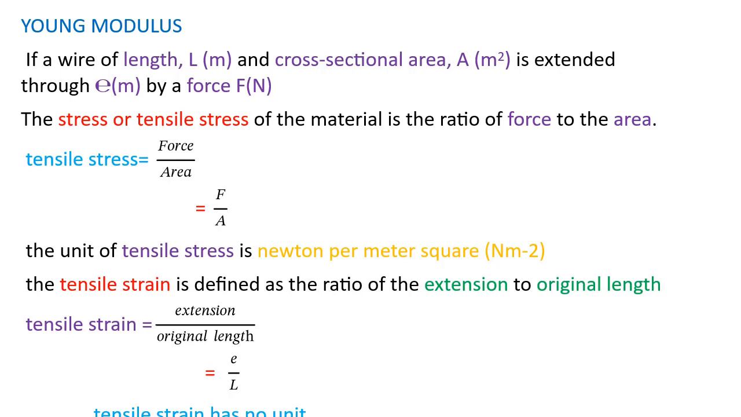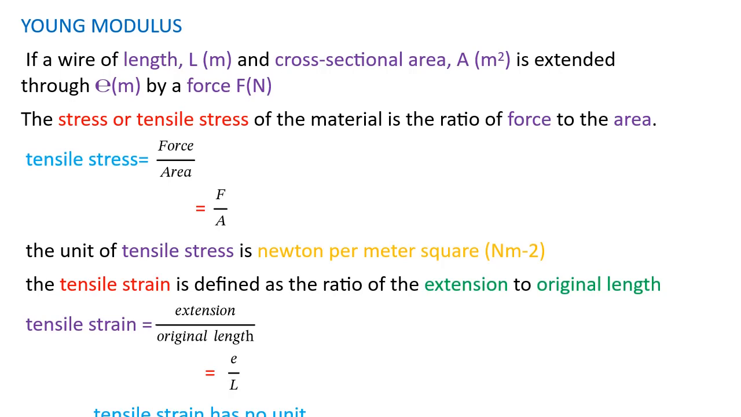Tensile strain has no unit. The unit of extension is meter and the unit of original length is meter. So meter cancels meter, therefore there is no unit. Now, we go back.